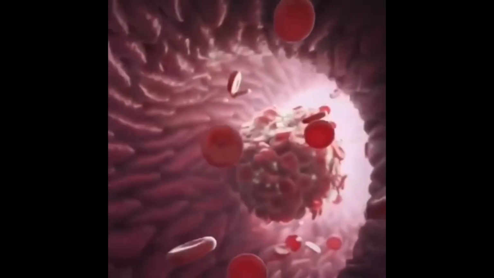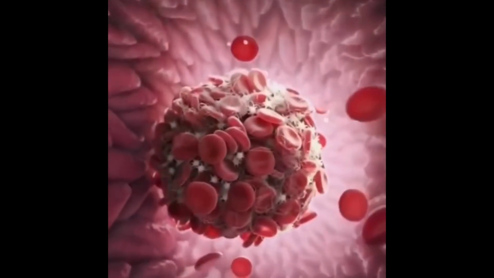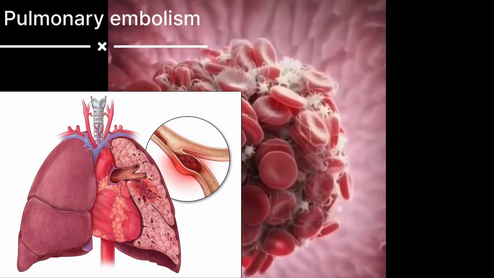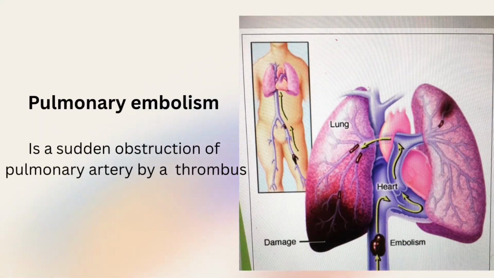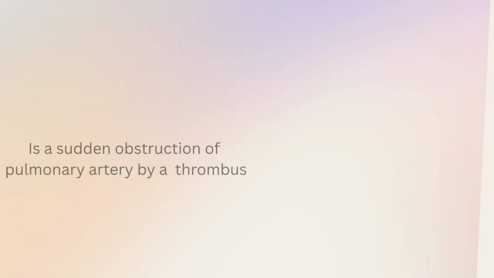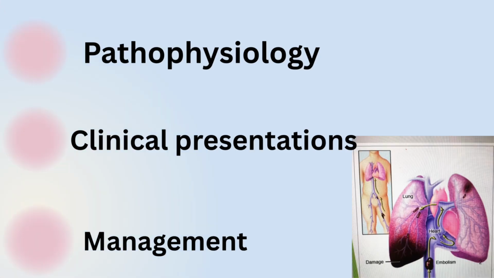A blood clot in your lungs can kill you within a minute. That's a pulmonary embolism. But how does it happen? Pulmonary embolism is a sudden obstruction of pulmonary arteries by a thrombus. Let's break down its pathophysiology, clinical presentation and management step by step.